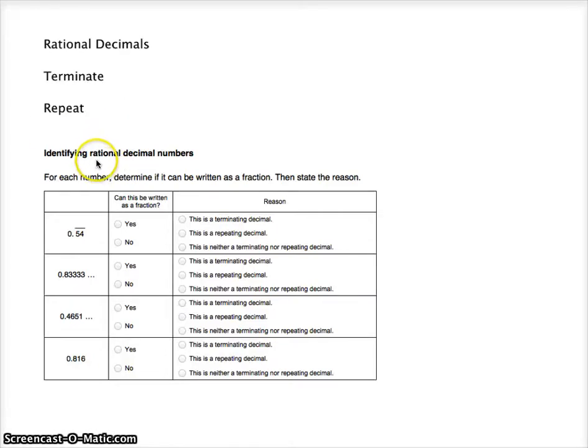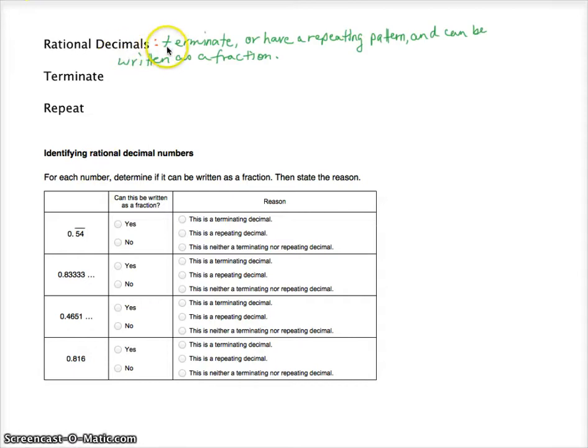In this video we're going to be identifying rational decimal numbers. So you're thinking, what does rational decimals mean? Well, let's talk about rational decimals for a second. Rational decimals terminate, or they have a repeating pattern, and they can also be written as a fraction. So they can be written in fractional form, because fractions are ratios and ratios are rational numbers. So if we can write it as a fraction, it's a rational decimal. It means it terminates or it repeats.